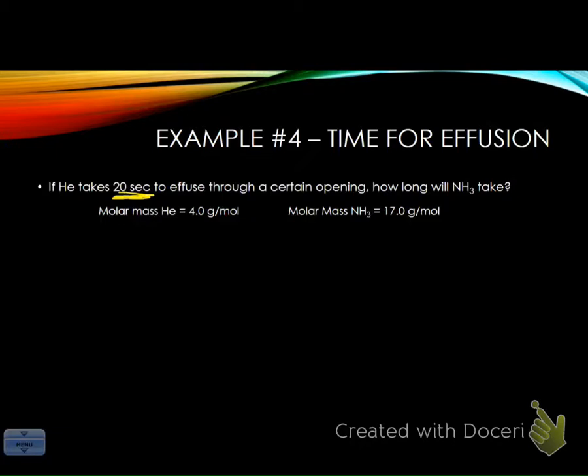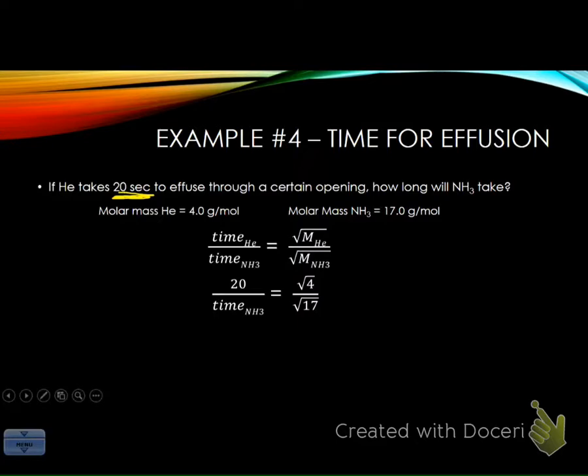Did you select which equation you want to use? I picked this one. No real reason, I just grabbed that one. Let's plug in. For helium, we're told it takes 20 seconds, so my unknown is on bottom. And then since we're dealing with time here, helium's on top, its mass needs to be on top. This is a direct proportion. And so I got square root of 4 over square root of 17. So now I just need to do the algebra.